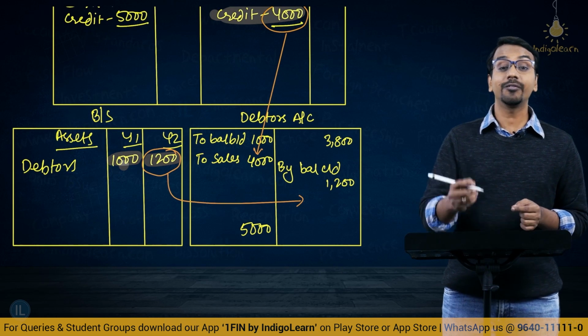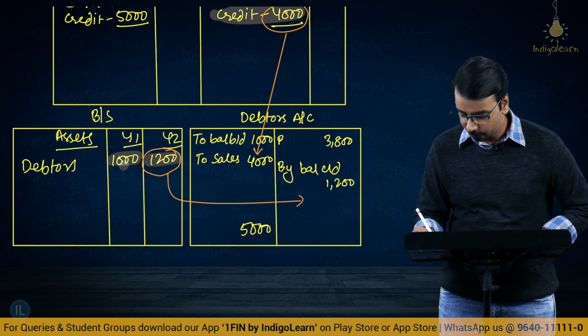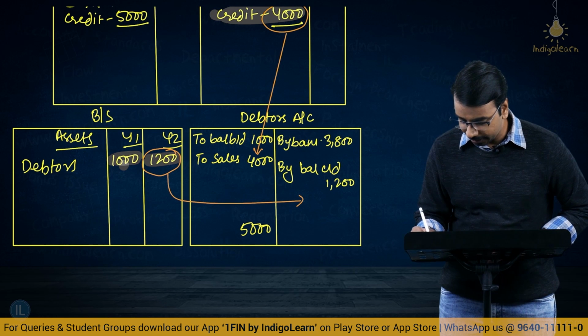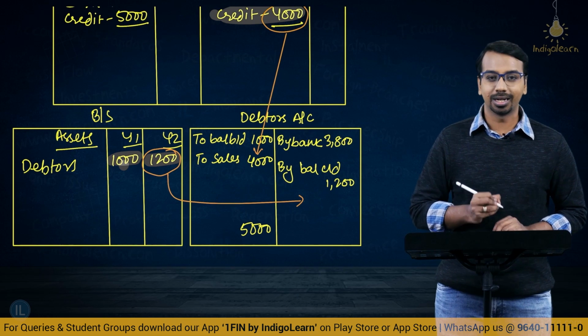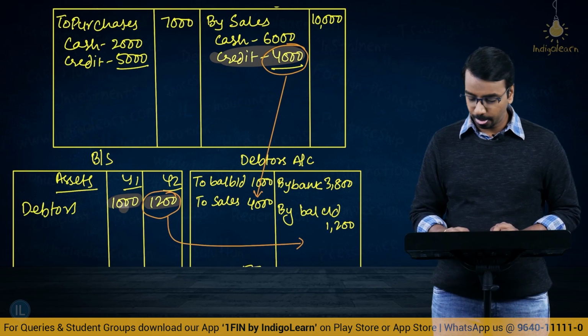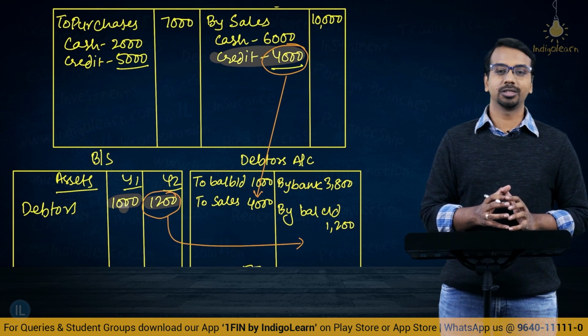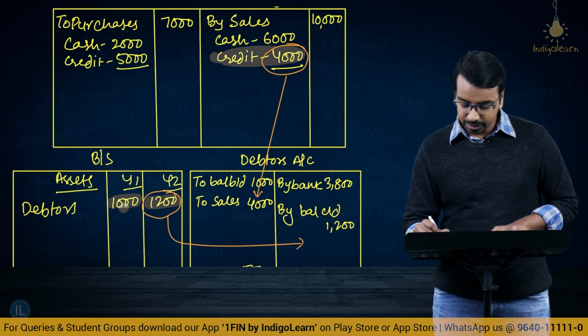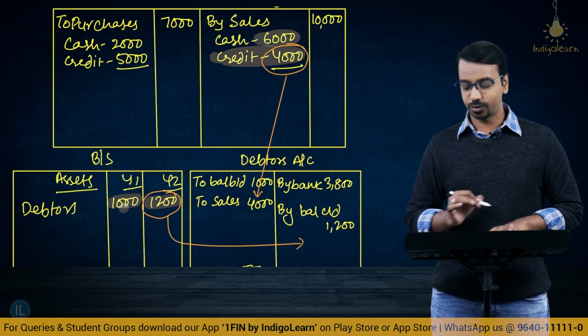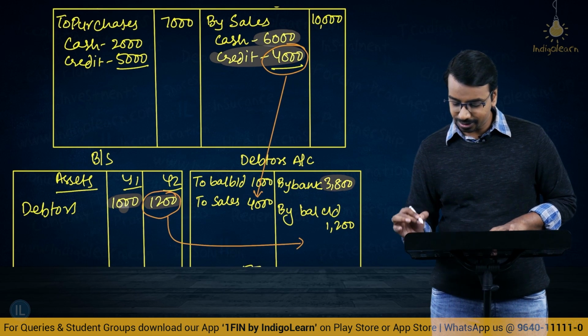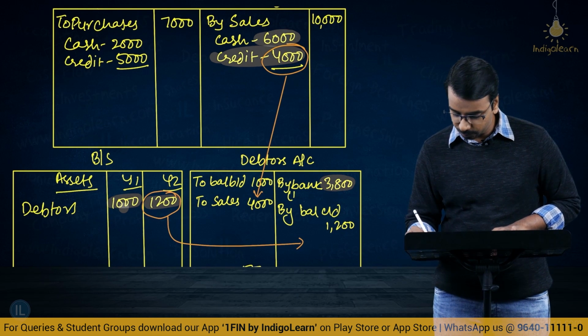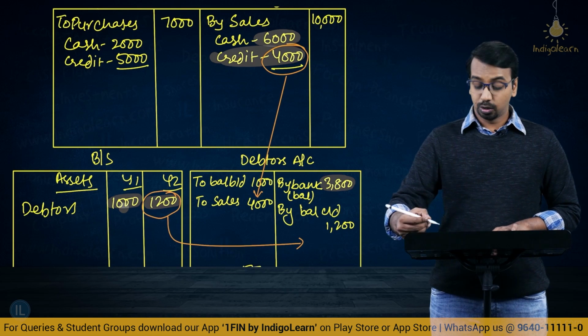that the debtors have paid us. So, we would have said by bank or by cash 3,800, right? So, what is the cash inflow from operations? If you see here, you have cash sales of 6,000, cash collected from debtors 3,800, which is nothing but your balancing figure.